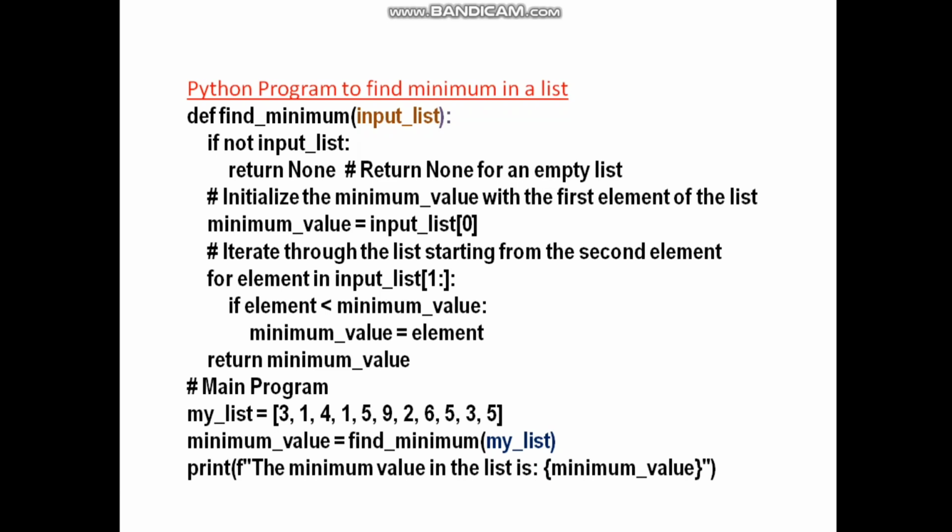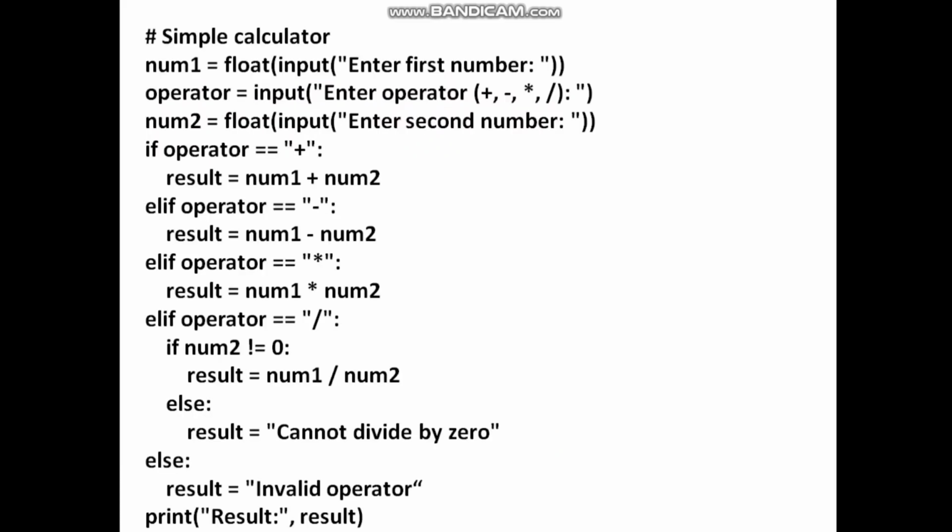So why am I using the slicing concept as 1 colon? Because the list index 0 is already taken as the minimum value initially, and through that minimum value I am comparing all the elements in the list, and then swapping. Inside the for loop I am using 1 colon, which is the slicing concept, and finally it will return the minimum value, and that minimum value will be printed in the main program here.